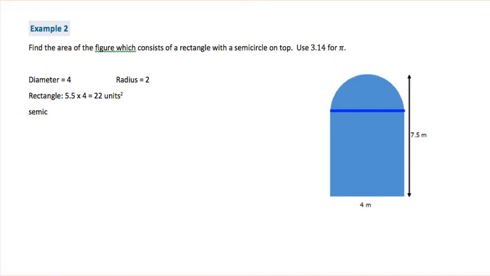And the area of our semicircle is 1/2 times radius squared. And our radius, remember, is 2. So 2 squared is 4 times pi, which is 3.14 in this case. And so what we have is 2 times 3.14, which is 6 and 28/100 units squared. And altogether then, would be 28 and 28/100 square units.